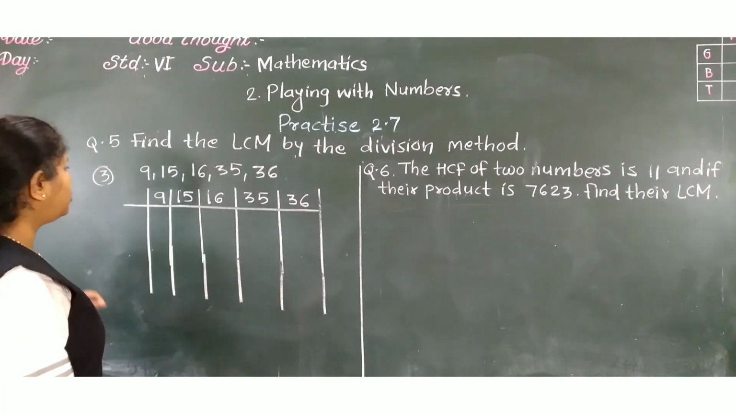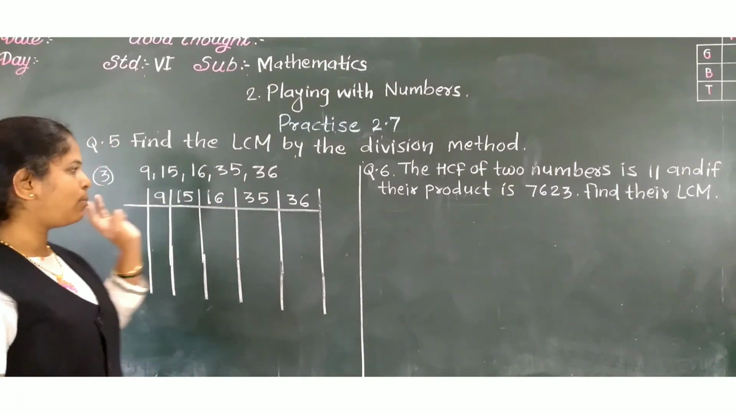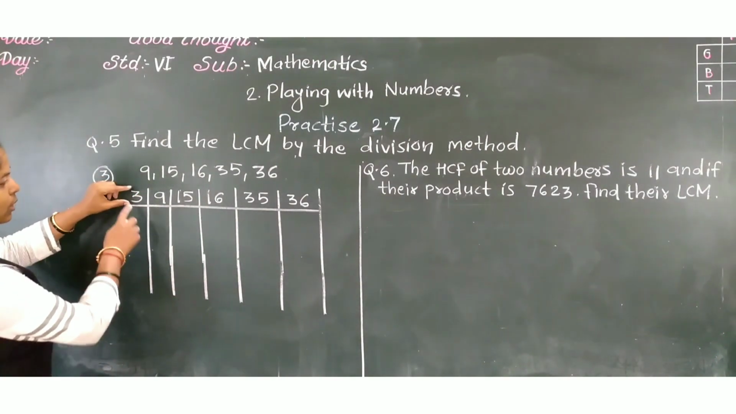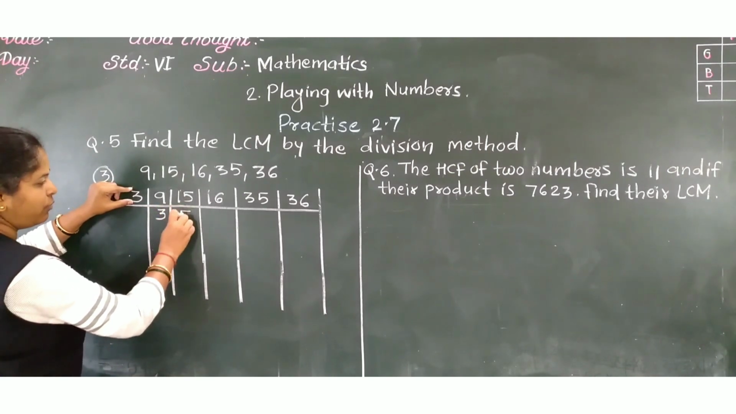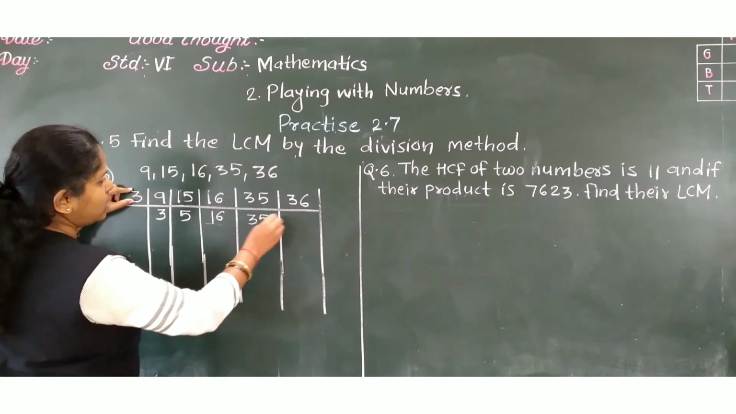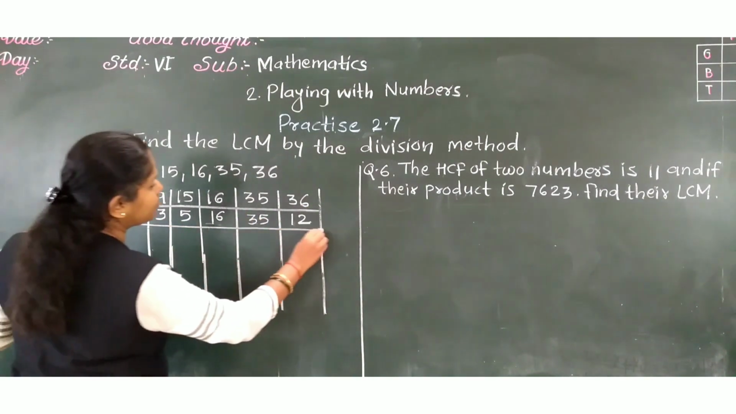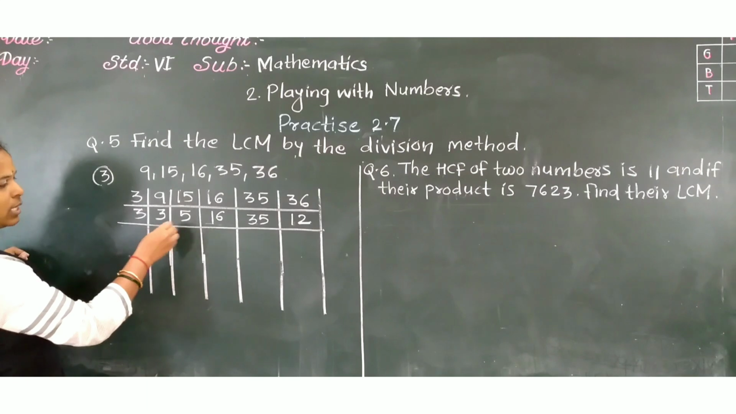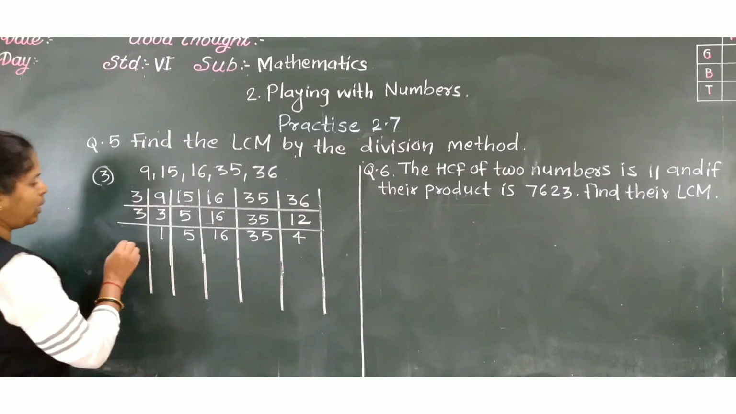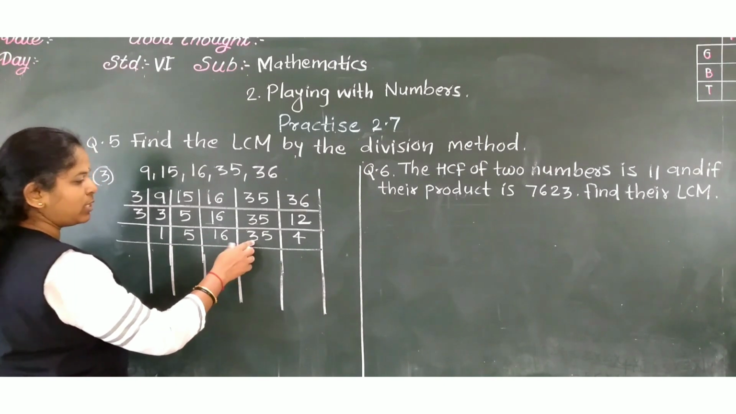36. So here if you observe carefully, 9, 15 and 36 are divisible by 3. So I will divide by 3. Now see, these numbers I have written here. 3 3s are 9, 3 5s are 15, 16 write as it is, 35 also as it is, and 3 1s are 3, 3 2s are 6. Again, I will divide them by 3. 3 1s are 3, 5 as it is, 16 as it is, 35 as it is, and 3 4s are 12.